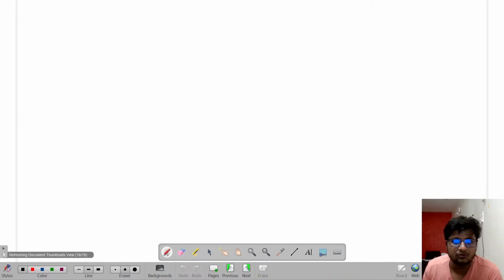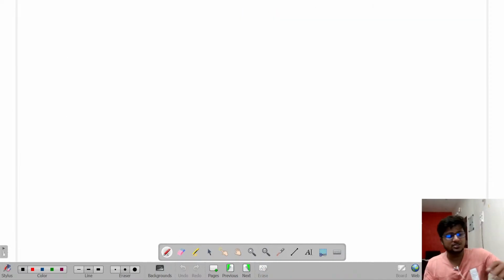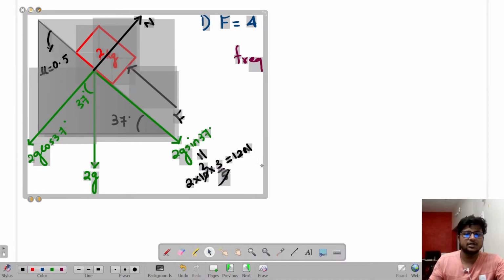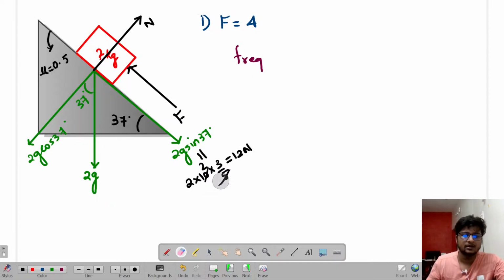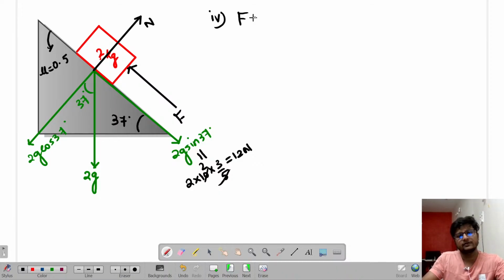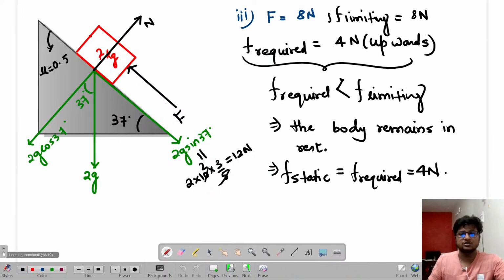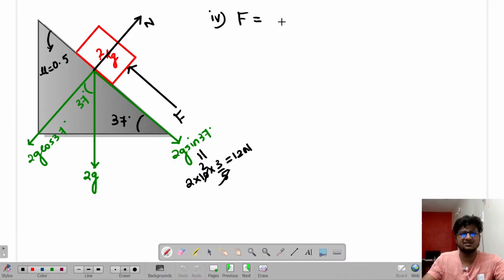Question arises, what happens to the same scenario if you take the force to be F equal to how much? Should we say 10, or let's take 12 Newton? Tell me what will happen.